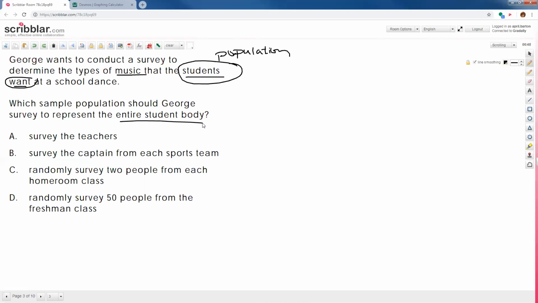Now it's super important to identify this because then it makes it easy to say, well, these people don't have any relevance to this population, or this isn't all the people I wanted to know about. So like answer choice A, that's a good one of these people have no information relevant to what we're trying to find about. If we survey the teachers, that doesn't address what music the students want. So they're just not what we want to know about, not the population.